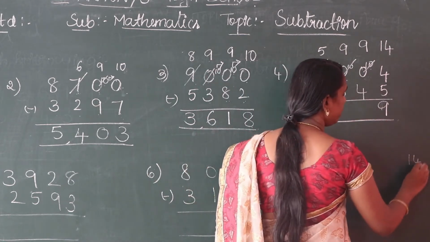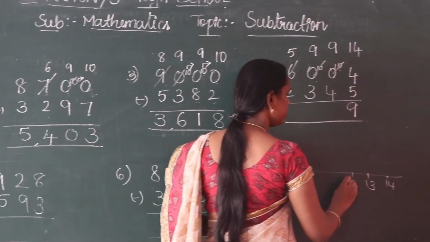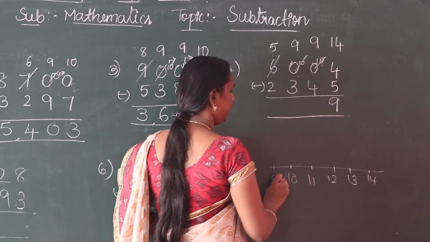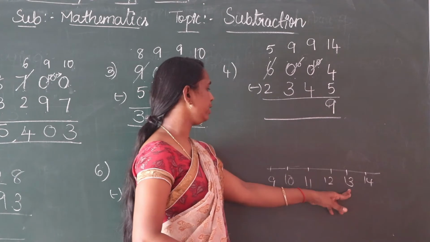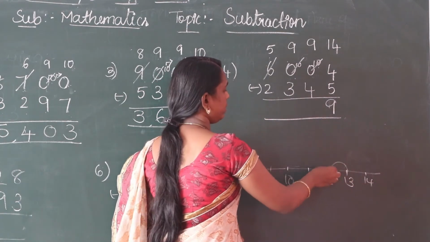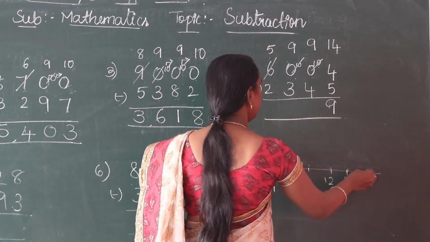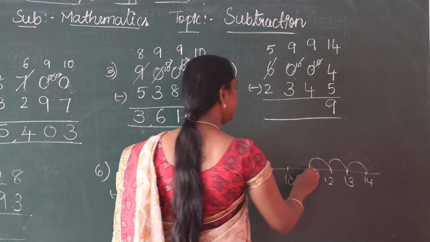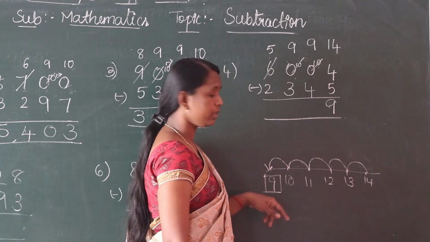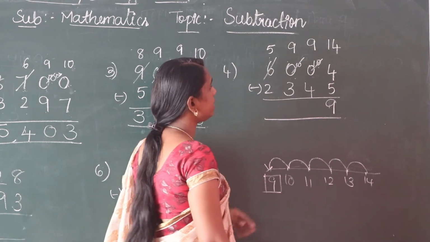See, I will write 14, 13, 12, 11, 10, 9. Count from 13: 1, 2, 3, 4, 5. Means steps. From 14 you have to write 1, 2, 3, 4, 5. So in the fifth step, 9 is the answer. So answer is 9.